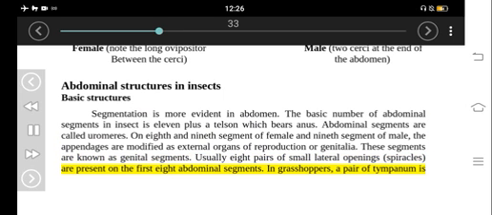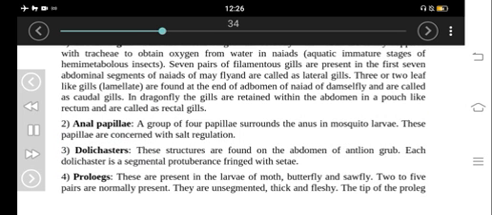In grasshoppers, a pair of tympana is found, one on either side of the first abdominal segment. It is an auditory organ. It is obliquely placed and connected to the metathoracic ganglia through the auditory nerve.